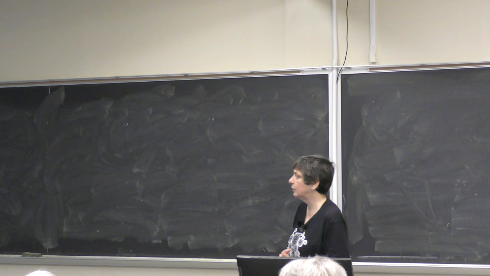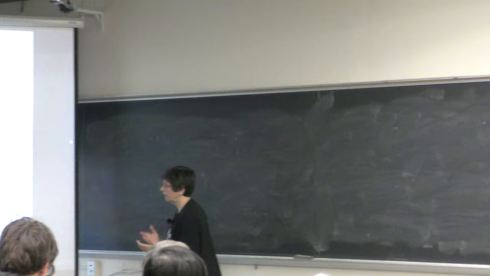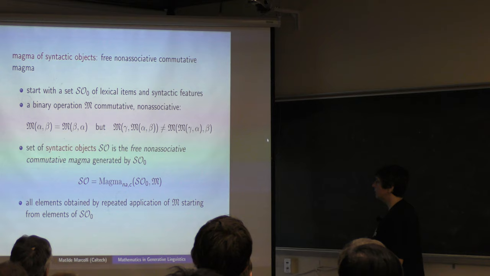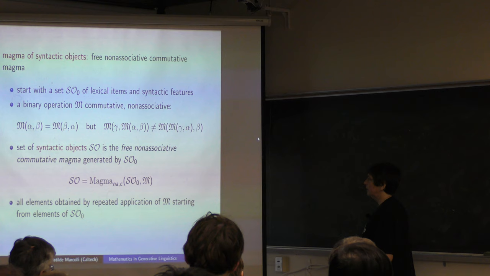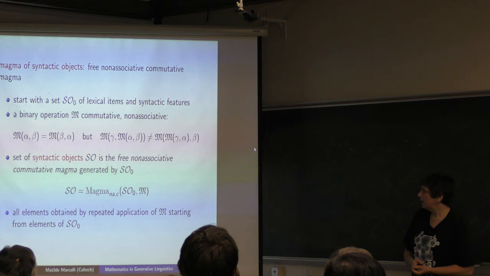Repeatedly applying this operation M, this generates a set on which M acts. And this set is the free non-associative commutative magma generated by this initial set. And it's free in the sense that you don't have any other relations except the commutativity relation. That's the only one that you have. Okay. What is a magma?